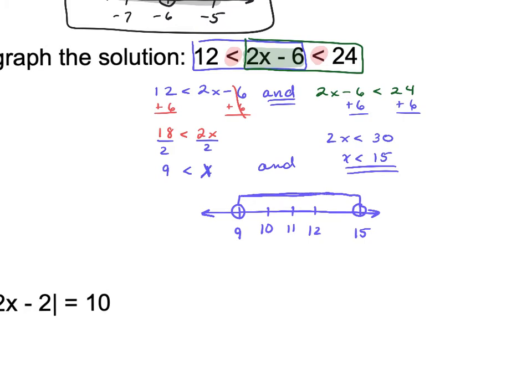So it's only in this little region right here on the number line where numbers are both greater than 9 and less than 15 at the same time. Here's how we write this solution. We say x has to be less than 15, greater than 9. And so that has trapped our x value in between 15 and 9.